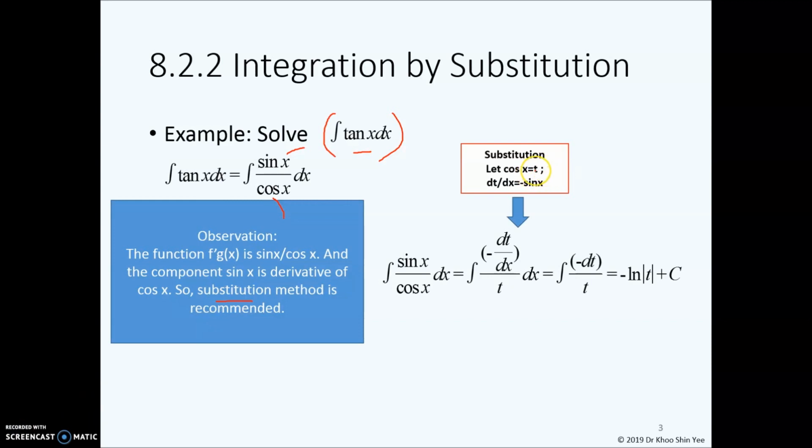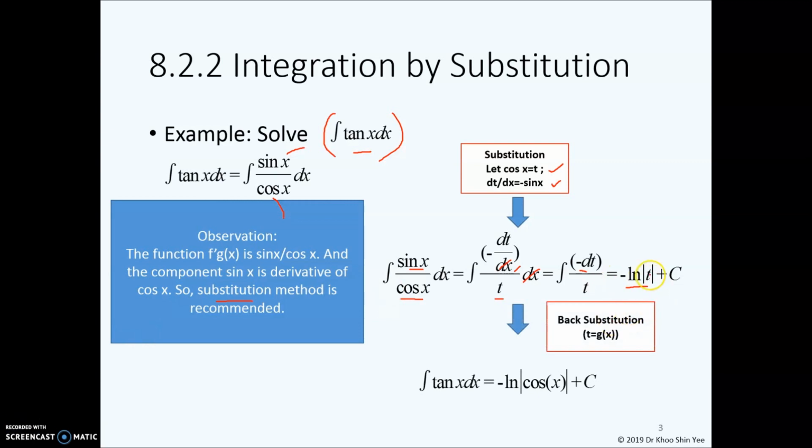So there's a relationship there, therefore we can try the substitution. Let t equal to cos x, then dt over dx gives negative sine x. You substitute inside this formula. First of all, for the cos x, you get t. For the sine x, you get negative dt over dx. And then dx can be cancelled. You get negative dt at the top, so negative 1 over t. You integrate, you get negative ln t. And then you do the back substitution, where t is equal to cos x. So this will be your final answer.